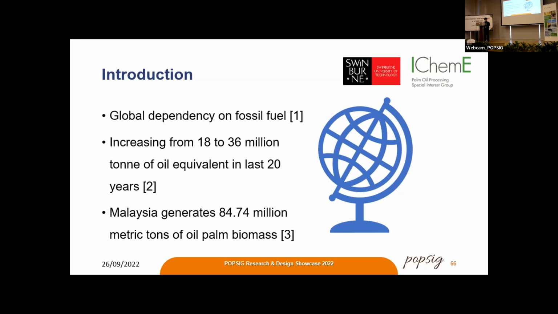Continuous reliance on non-renewable energy sources such as fossil fuel will lead to environmental issues such as air pollution and climate change. Malaysia is a country that thrives on agricultural activities, and oil palm is one of the national cash crops in Malaysia. Malaysia generates an average of 84.74 million metric tons of oil palm biomass annually.